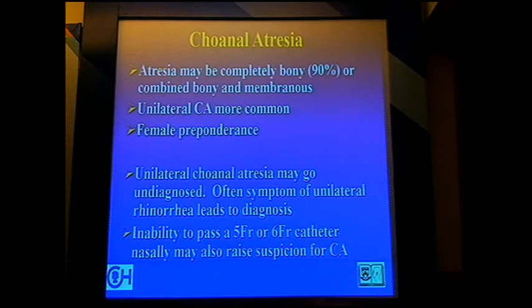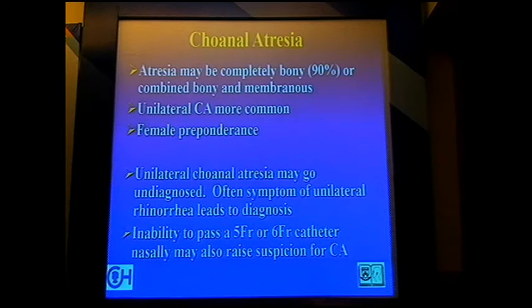So usually what we do is we'll temporize them by intubating, make sure there are no other anomalies, especially cardiac, before we take them to the OR to repair them. Atresias are typically complete and bony, but a small percentage can be membranous. Unilateral atresia is much more common than bilateral. Unilateral atresia can go undiagnosed for quite a while. Typically, it just presents with chronic unilateral rhinorrhea, which isn't always purulent, so parents don't always think much of it.